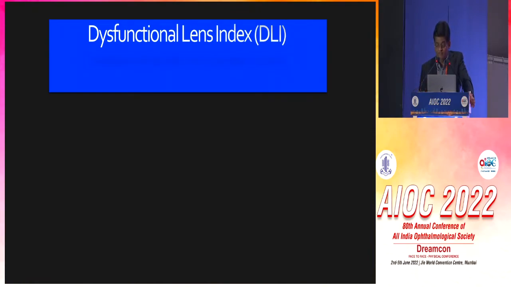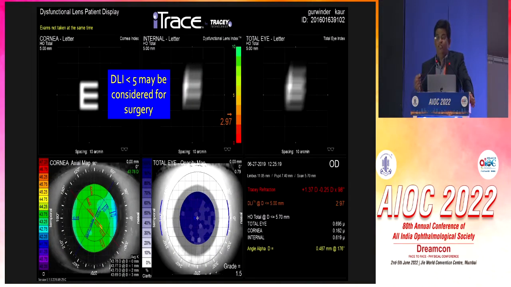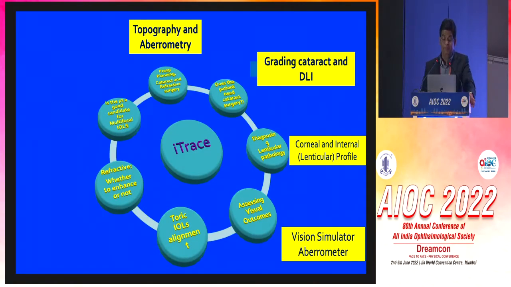Something else that it gives us is known as the dysfunctional lens index. So what is that? It is calculated based on a very complex formula, which is a secret of the company, using higher order aberrations, visual acuity, and contrast sensitivity. Basically, it's a numerical value which tells us of the visual performance of the lens. So just imagine that you have a number which comes and tells you whether it is possible that the lens is causing these problems. For example, in this patient it is 2.97. So any DLI of 10 is absolutely normal vision, and less than 5 is considered to be visually significant.